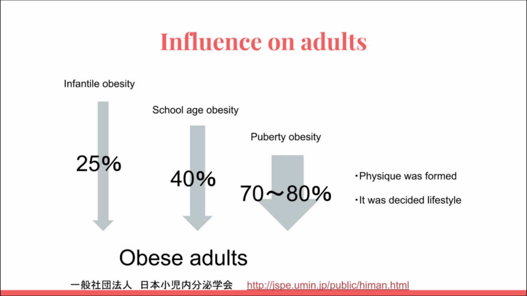Next, it is the risk of child obesity. There is a high risk that you remain obese even after becoming an adult if you are obese at childhood. Infant obesity is 25%, school-age obesity is 40%, puberty obesity 70% to 80%. It influences on adult. There are two main reasons why the risk of puberty obesity leading to adult obesity is high. It is because the physique was formed and the lifestyle was decided.